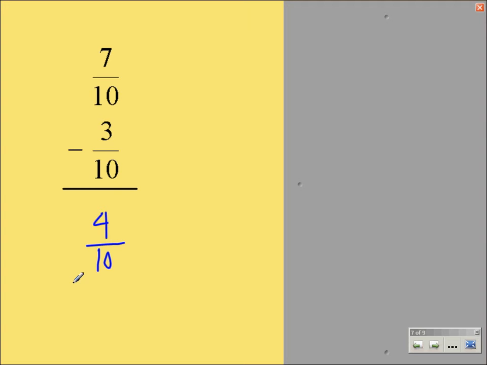Now, because 4/10 has both numbers even, we're going to divide by a fraction of 1. In this case, it's going to be 2 over 2, so that we can fully simplify our answer. 4 divided by 2 is 2, and 10 divided by 2 is 5. So now this is fully simplified, and it is the answer to this particular problem.